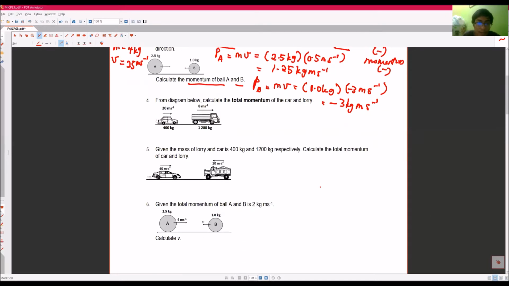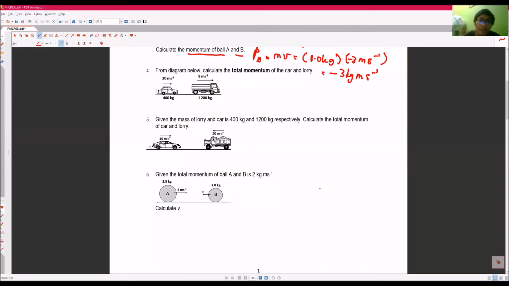Let's see question number 4. From the diagram below, calculate the total momentum of the car and lorry. If it says total, that means addition, so we have to add. We see that both the car and the lorry are moving in the same direction, thus they have the same sign of momentum, so we can add normally.